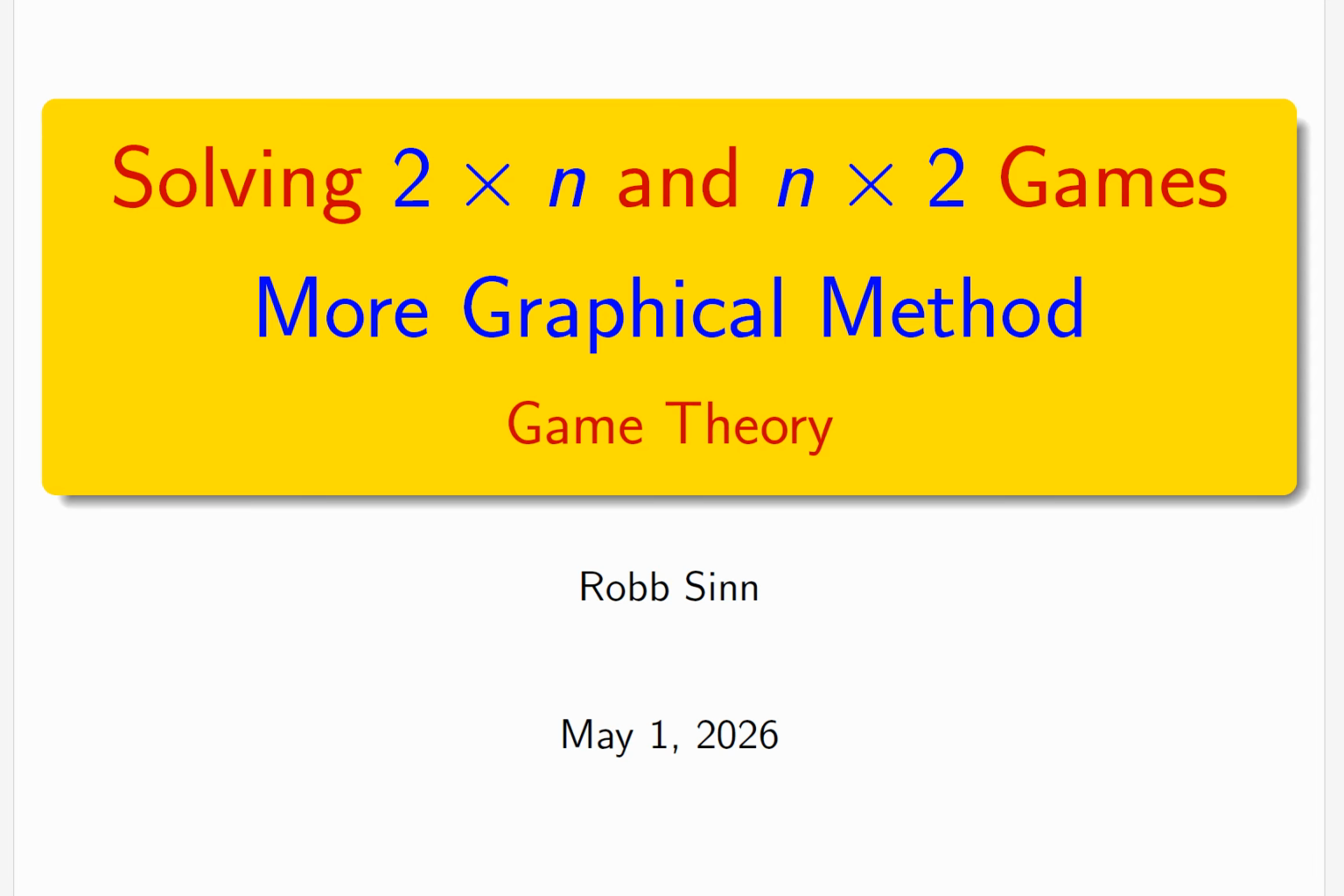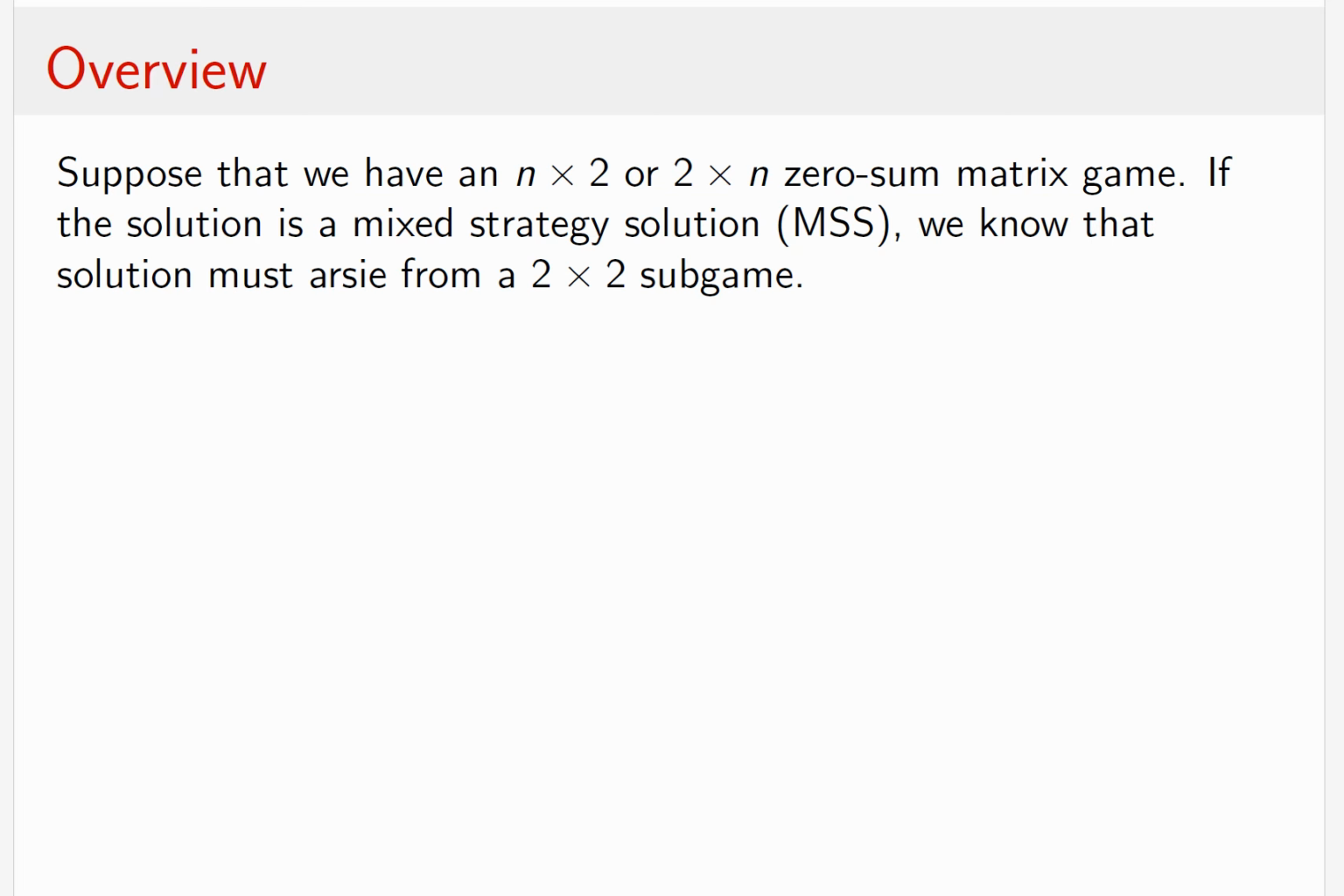Hey everybody, I'm going to present a simplified version of the graphical method to try to help clear up some of the difficulties that people are having. And so here we go. The idea being that we have an nx2 or a 2xn matrix game. And the key thing is that we know that the solution, if it doesn't resolve to a single equilibrium point, right? If there's a mixed strategy solution, it's in some 2x2 subgame, right?